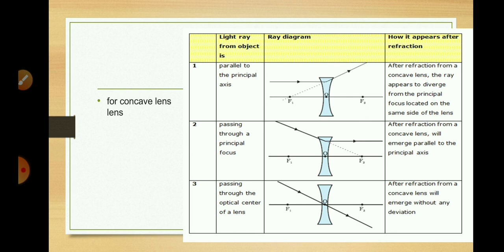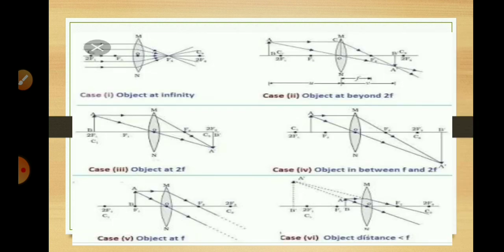To draw a ray diagram, we need at least two rays from the point of the object. So we can choose any two rays out of these three rules. Now, if we construct the ray diagram for different positions of the object, we will obtain its image at different positions, and the nature and size of the image will be different according to the position of the object.